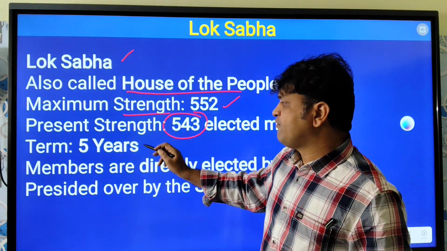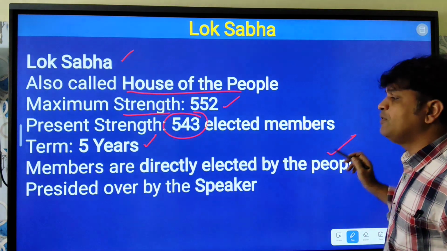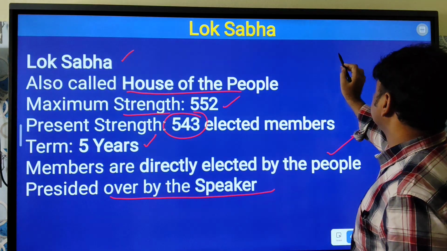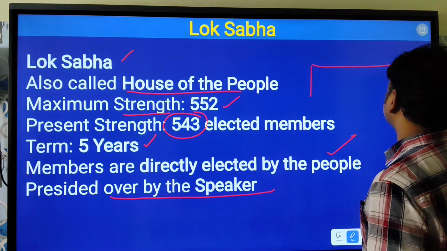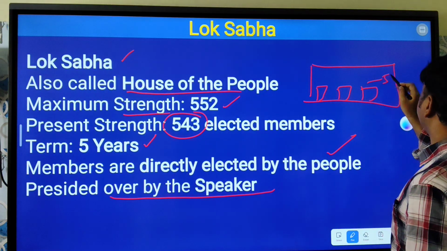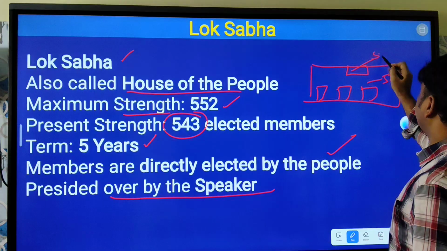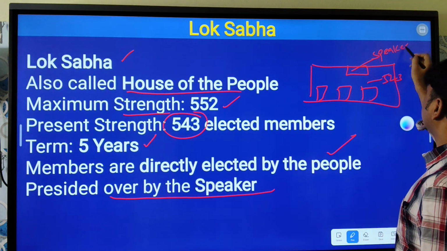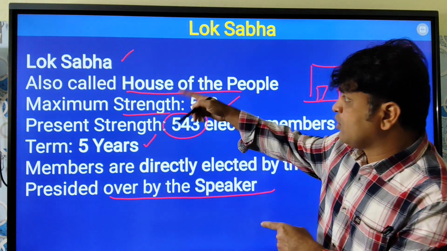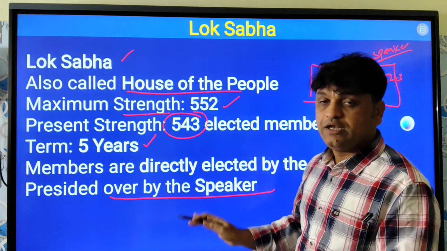And what is the term period of Lok Sabha, Nana? 5 years. Members are directly elected by the people and presided over by the Speaker. Imagine this is the Lok Sabha, where the MPs are sitting. How many MPs, Nana? 543 MPs are sitting, and this is presided over by the Speaker, called the Lok Sabha Speaker. Now Om Birla is the Lok Sabha Speaker. So the entire Lok Sabha is presided over, meaning chaired, by the Speaker.